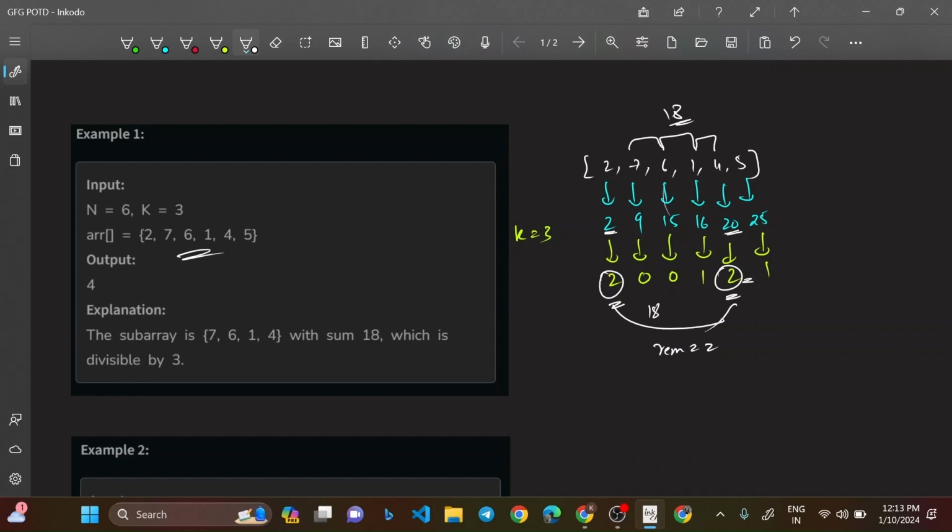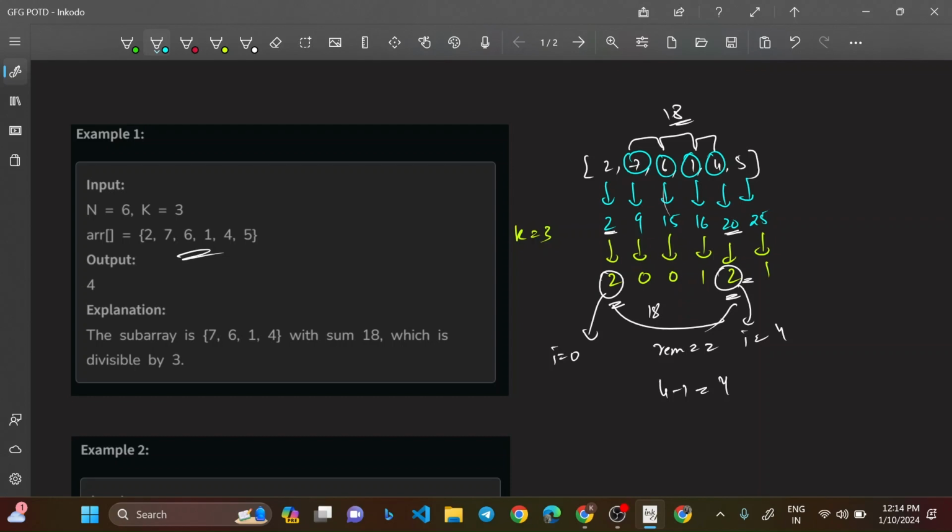Now you are not concerned with what is the result that you have added. You are only concerned with the length of the subarray. So how do you take the length of the subarray? Initially 2 appeared at index equal to 0. Now it is appearing at index 4, counting 0, 1, 2, 3, 4. So what is the length of the subarray contributing to this sum? 4 minus 0, that's equal to 4. There are 4 elements. What are those 4 elements? Not 9, 15, 16, 20. These are the elements: 7, 6, 1, 4. This is the subarray having a sum exactly divisible by 3. I hope you have understood.